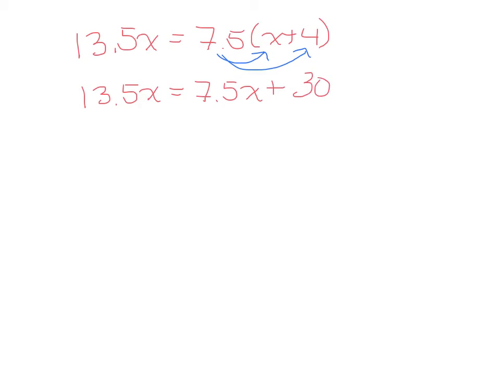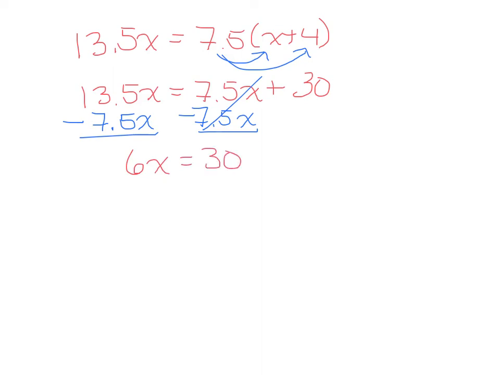And now I'm going to solve. I'm going to subtract 7.5x from both sides. This leaves me with 6x equals 30. And now I'm going to divide both sides by 6. I get x equals 5.